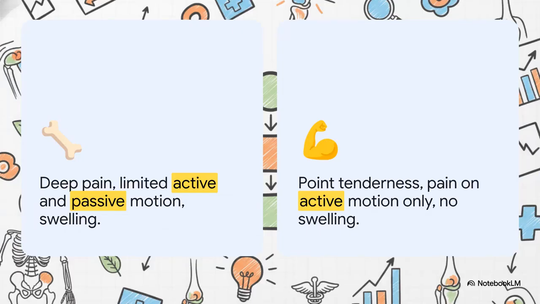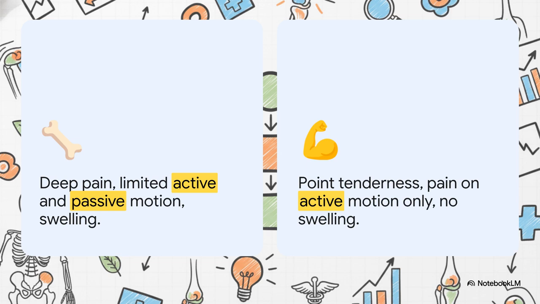Let's tackle that first pillar. How do you instantly distinguish true joint pathology from an issue in the surrounding structures? Well, it all comes down to the physical exam and range of motion. Articular structures, the joint capsule, synovium, cartilage, when those are diseased, the patient will have this deep, diffused pain. Crucially, their range of motion will be limited whether they move the joint themselves, active motion, or you move it for them, which is passive motion. You're also going to see swelling or bony enlargement.